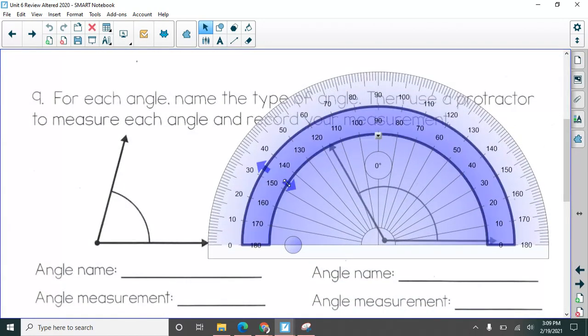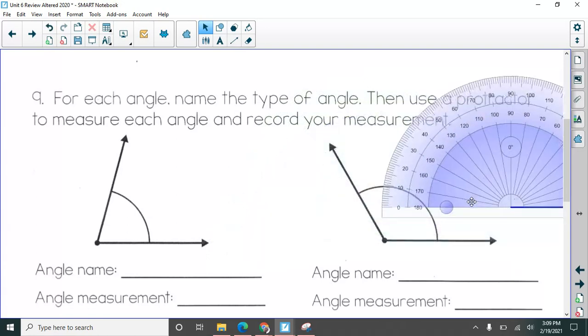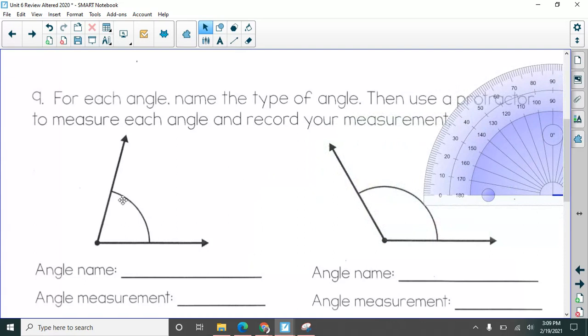Okay? Before we even start using the protractor, can I get it off the screen here? There we go. We need to estimate. Okay? The way we estimate is by thinking about what kind of angle this is. What kind of angle is this? Acute, obtuse, right, straight?